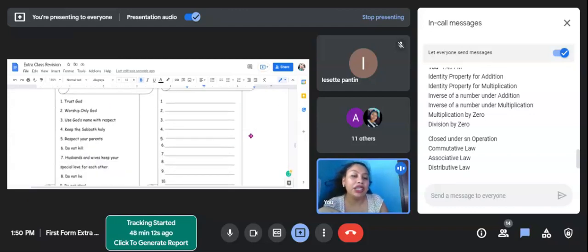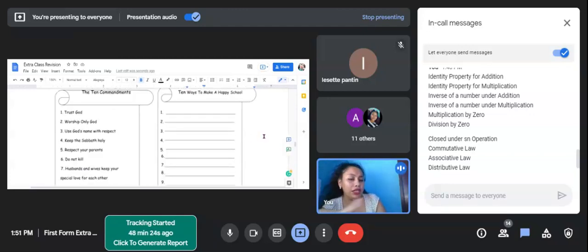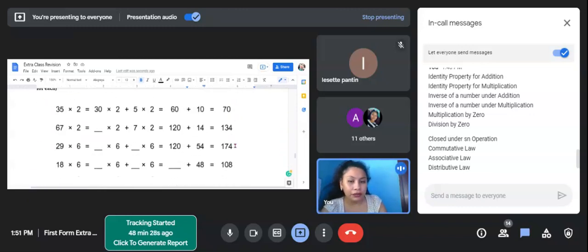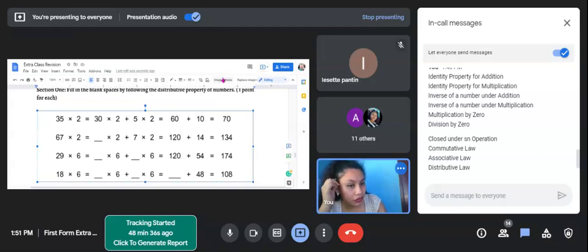Okay. So now the 10 commandments that you're going to write here are 10 rules that you think students, teachers, principal, everybody should follow so that you make a happy school. And those are your own things that you want to write there, right? So now this one right here, fill in the blank spaces by following the distributive property.